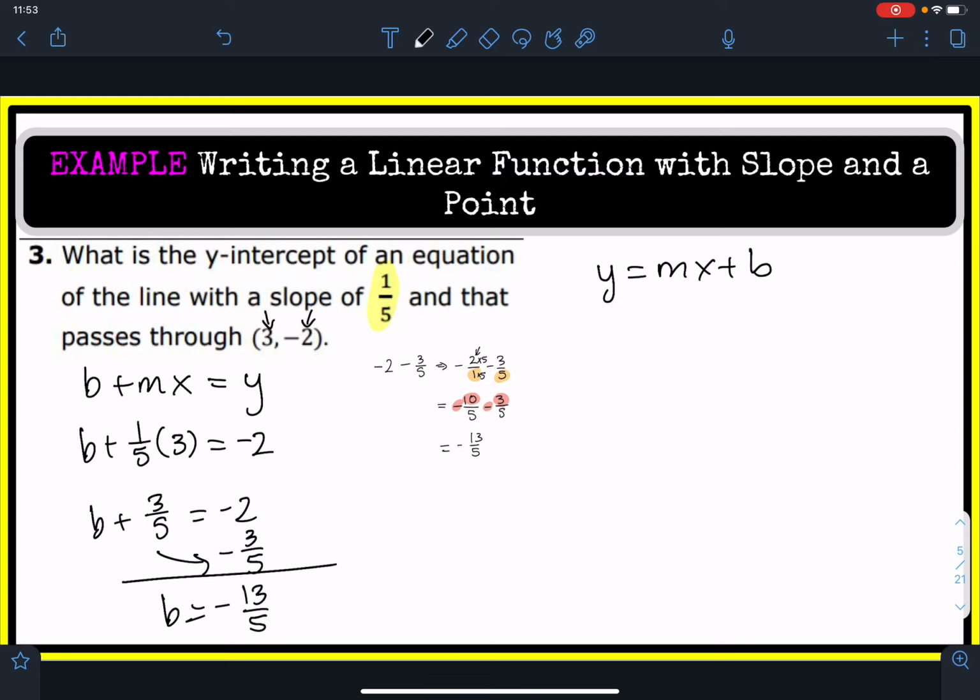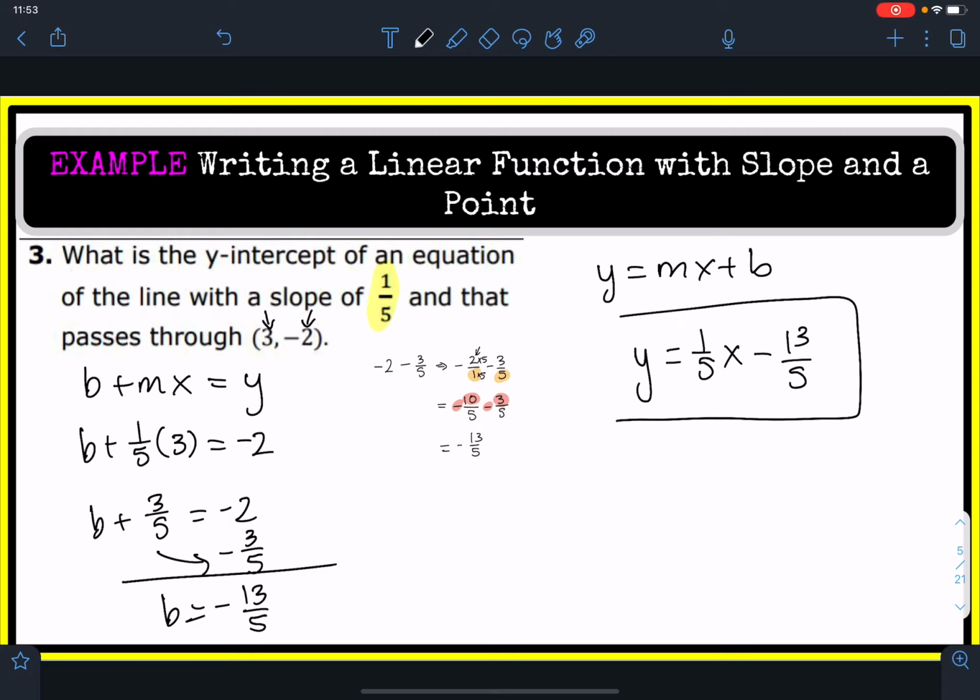So here's our equation. y is going to equal the slope of 1/5 times the value of x plus -13/5. And adding a -13/5 is the equivalent of simply subtracting 13/5. So I'm going to write the answer like that.